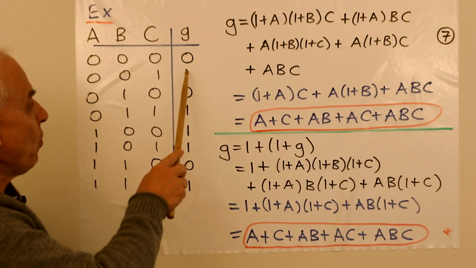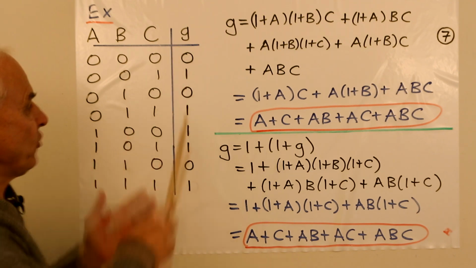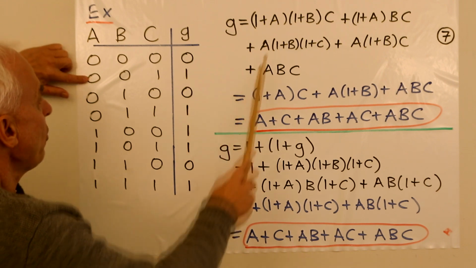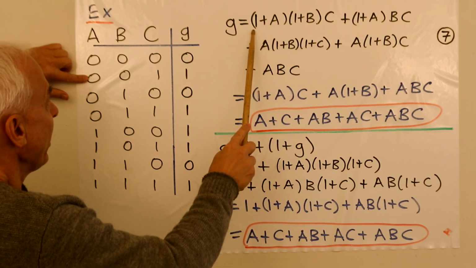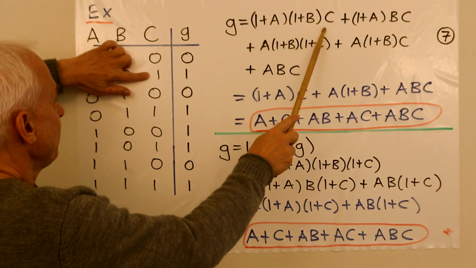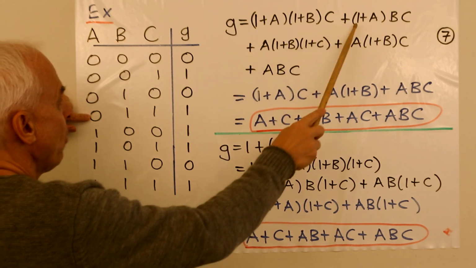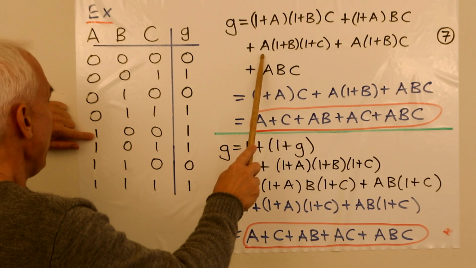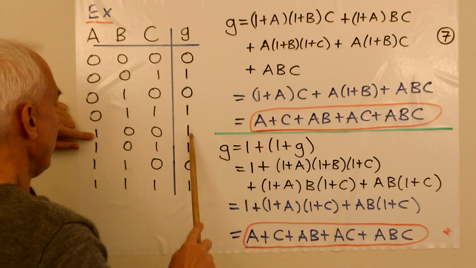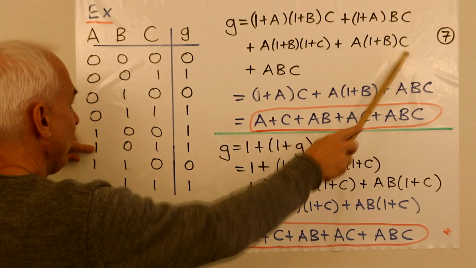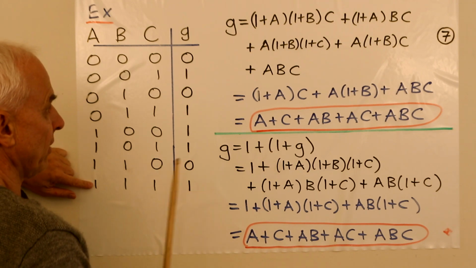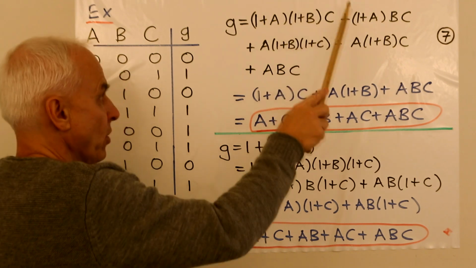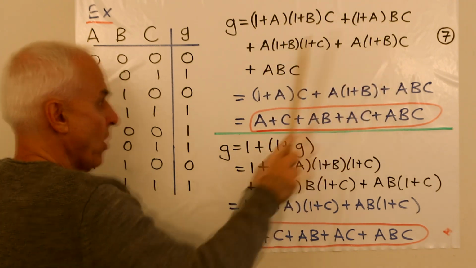So, looking at the 1s, where is g equal to 1? There's this row here. This row corresponds to the term 1 plus a, 1 plus b, c. Next row, 1 plus a, b, c. Next one, a, 1 plus b, 1 plus c. Next one, a, 1 plus b, c. And last one, a, b, c. So this is when this thing is 1. This is 1 when either this is 1, or this is 1, or this is 1, or this is 1, or this is 1.